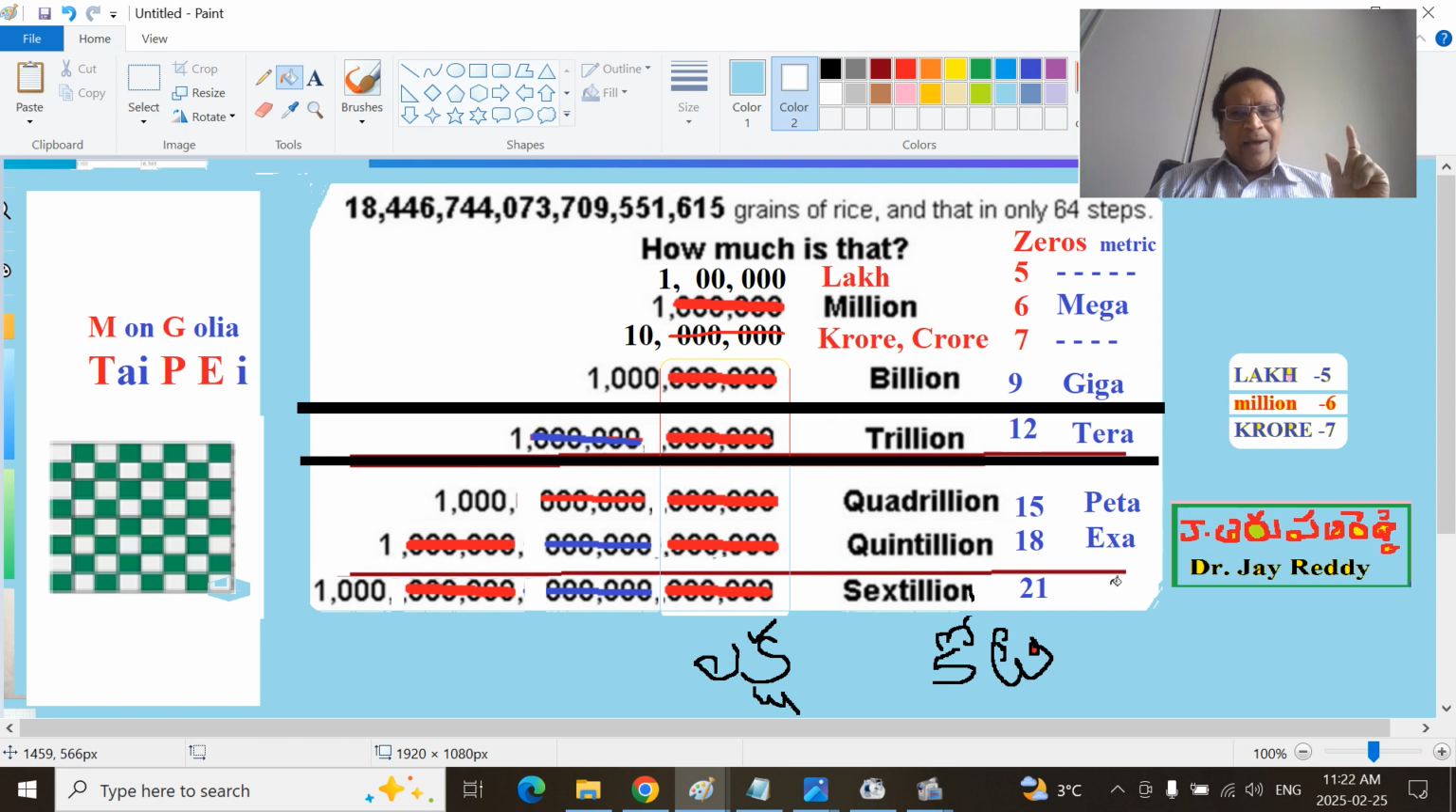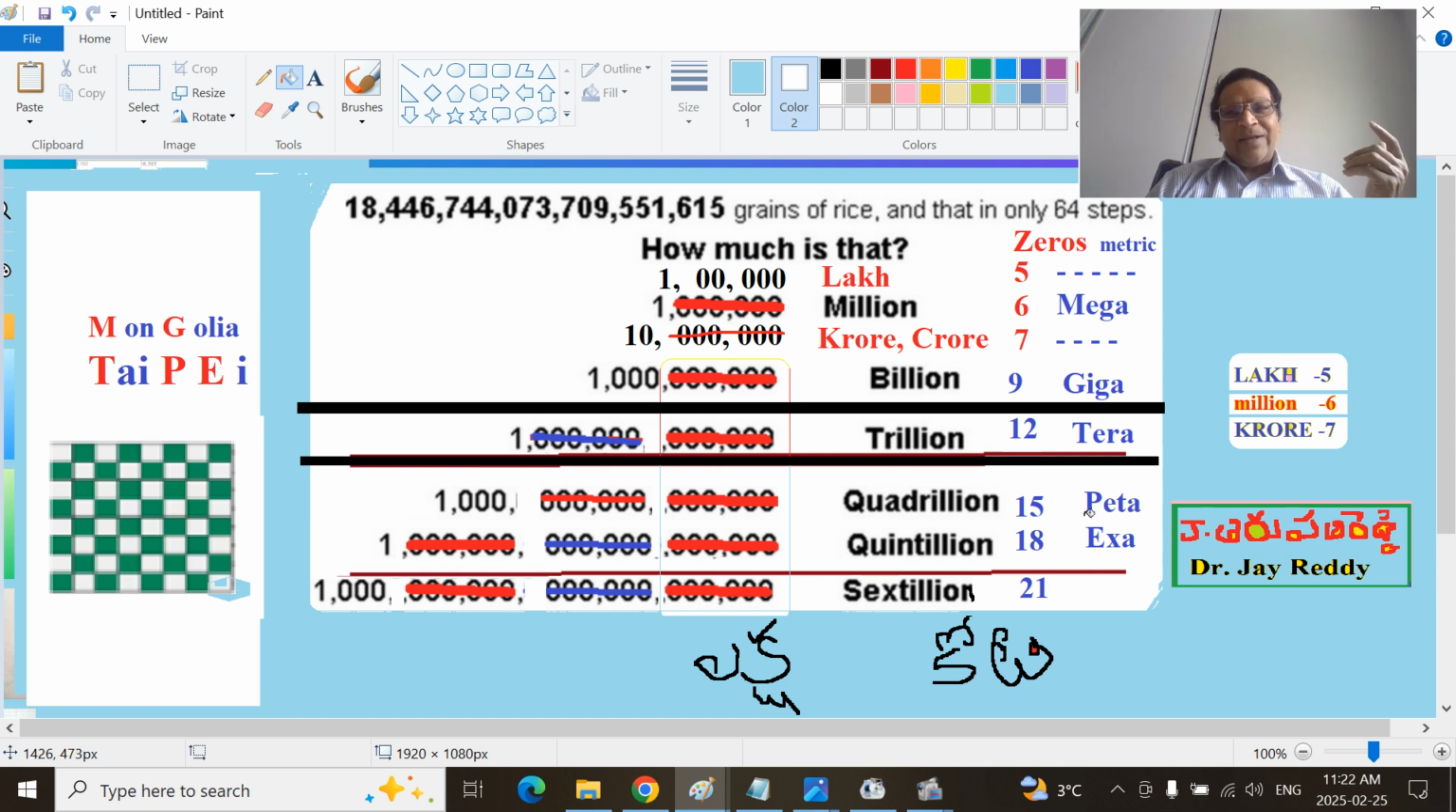I have made things very easy for you. Million is 6 zeros, that is the same as mega. Billion is 9 zeros, that is giga. Remember, big: billion, giga is 9 zeros. Trillion is very easy to remember. T means 12, that is tera. Again, trillion, tera, 12 zeros. Quadrillion, quintillion: you have to remember 15 zeros, 18 zeros after one.